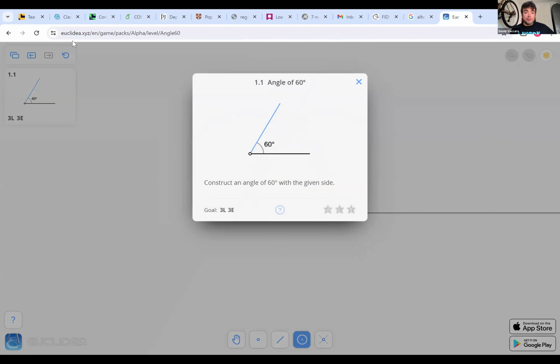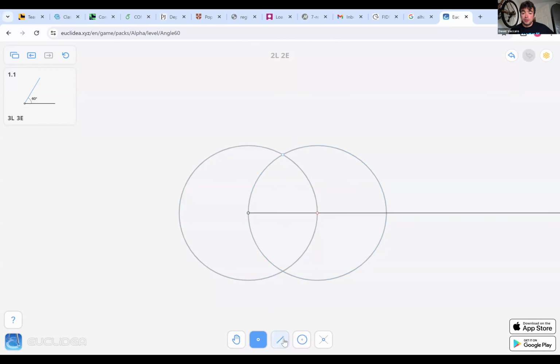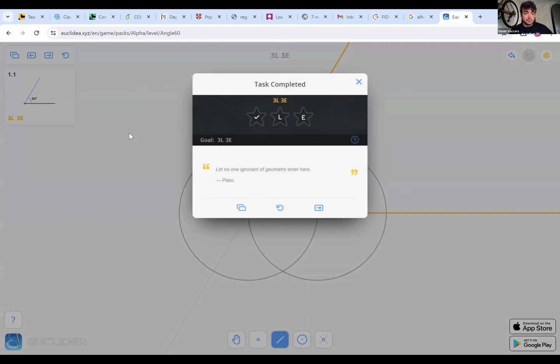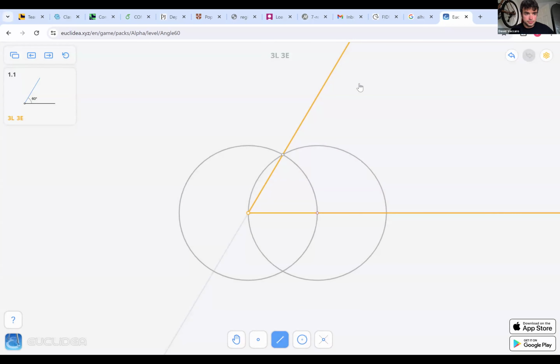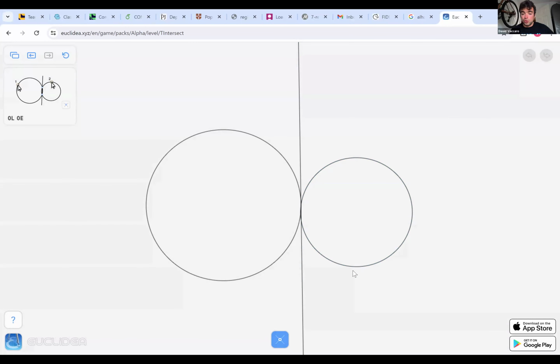If you work your way through Euclidia, it then says construct an angle of 60 degrees given a side. As you can probably realize, that's very similar to drawing an equilateral triangle. We just need to pick a point on that line and do what we did before to get the equilateral triangle, and that constructs an angle of 60 degrees. As you progress further through this game, it gives you more and more tools.